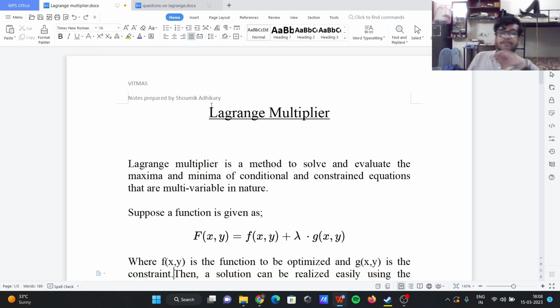In this module, we'll discuss a new and interesting topic called Lagrange multiplier. First of all, we need to understand what Lagrange multiplier is. Lagrange multiplier is a method to solve maxima and minima for multi-variable functions. We can solve maxima and minima for multivariable functions in a few ways, but generally, Lagrange multiplier is preferred when there is a constraint.